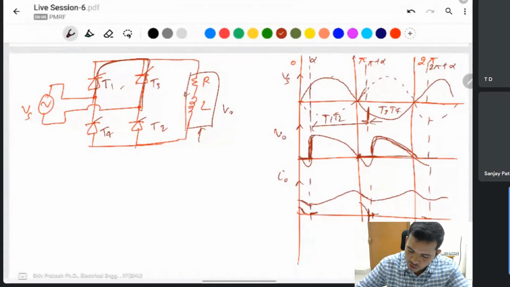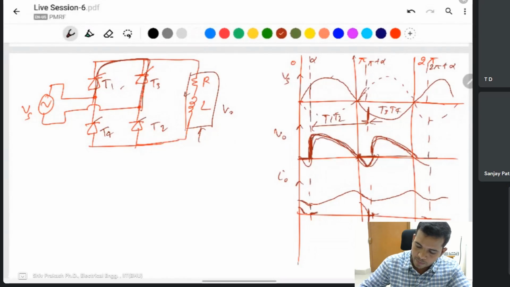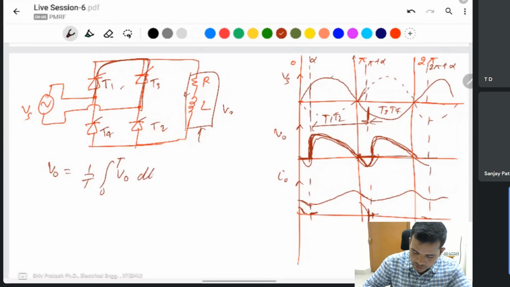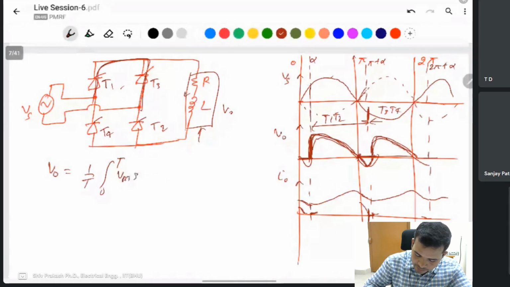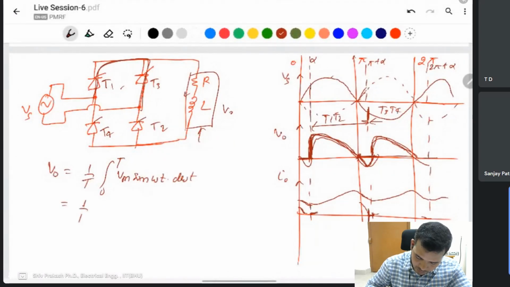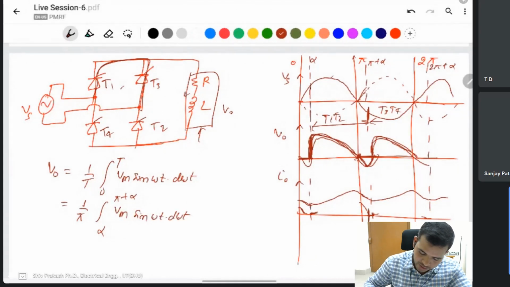Okay, sir. You can express the output voltage here also. From alpha to pi plus alpha, you integrate: V output average is 1 by T times the integral of V output d omega T, where V output is Vm sin omega T. With T equal to pi, the integration is from alpha to pi plus alpha of Vm sin omega T d omega T.